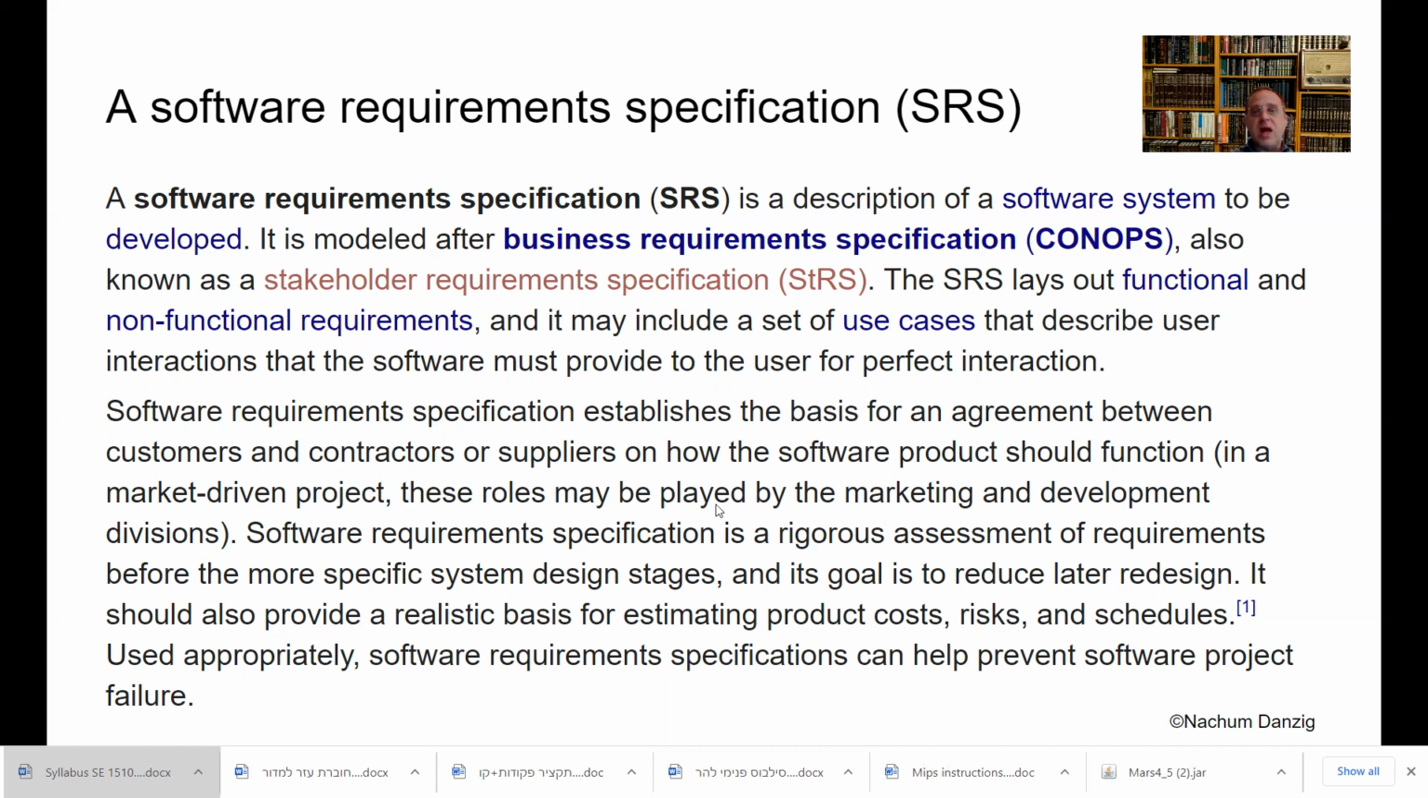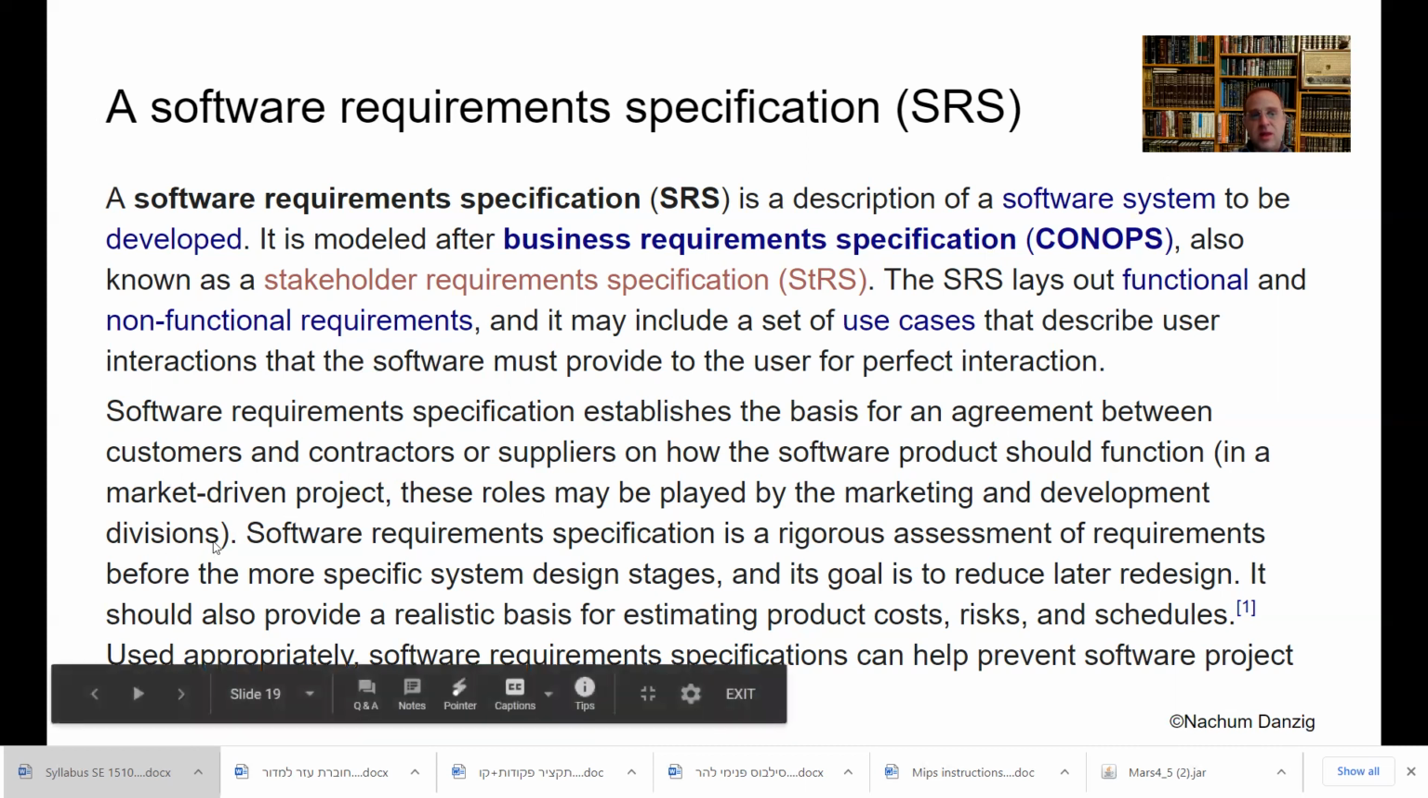Right. And sometimes if it's not a contract, so in the parentheses, it mentions if it's not a contracted thing, in other words, it's what I call a software product, or what you could call generic software, then the marketing and development divisions of your company may tell you what the features should be, because they're the ones who decided what the market wants.